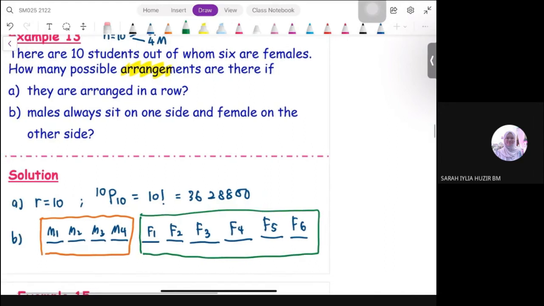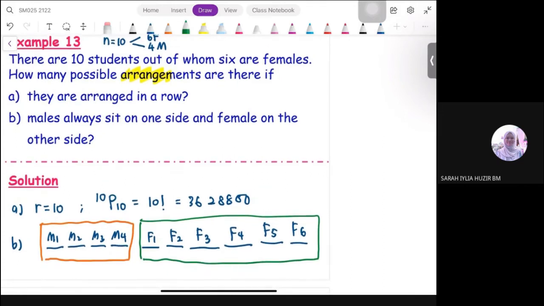Okay. So, let's start the arrangement. Means even though the boys sit together, 4 of them, we didn't have a condition between the boys, between the male student. Maksudnya M1 dengan M2 nak tukar tempat boleh, tak ada masalah. M2, M3 nak tukar kan.